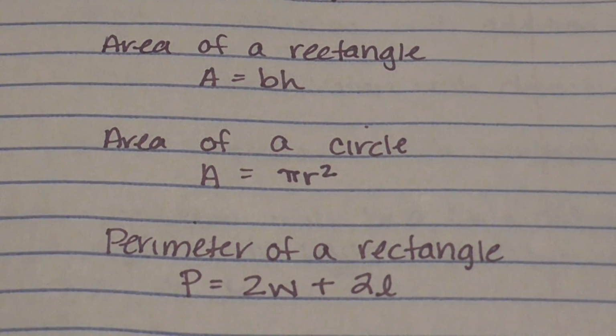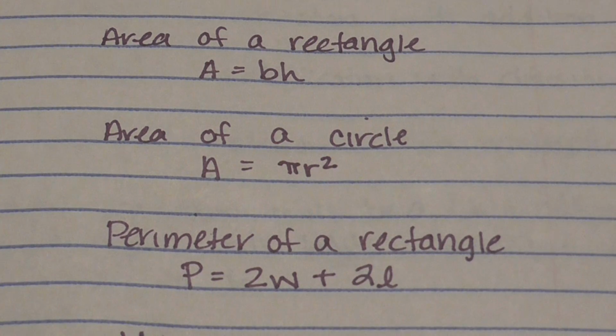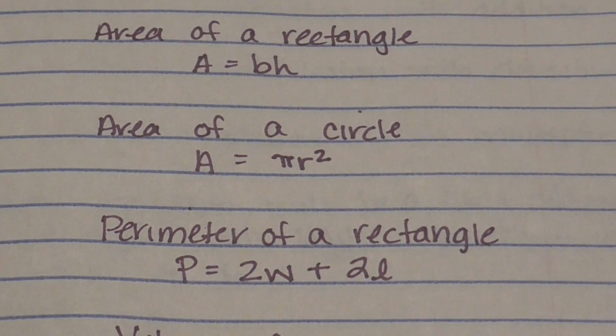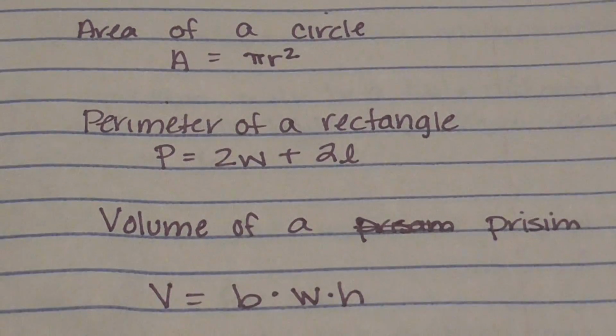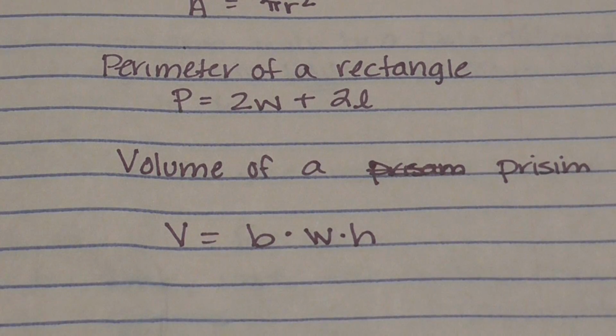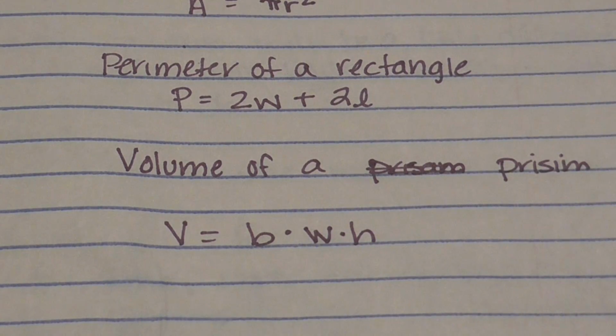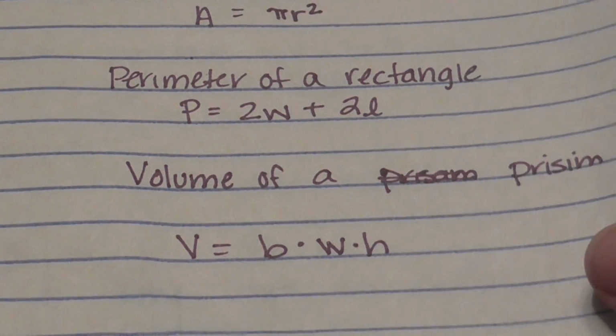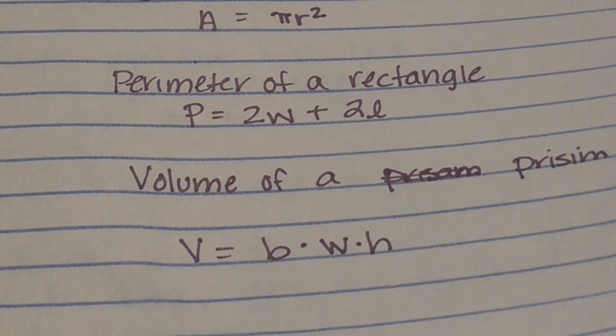Perimeter of a rectangle has a couple numbers, it's got 2's. Perimeter equals 2 times the width plus 2 times the length. So perimeter is just adding up all the sides, really. Or volume of a prism, volume equals base times width times height. All these are examples of formulas that are used regularly that don't have a lot of numbers to them.